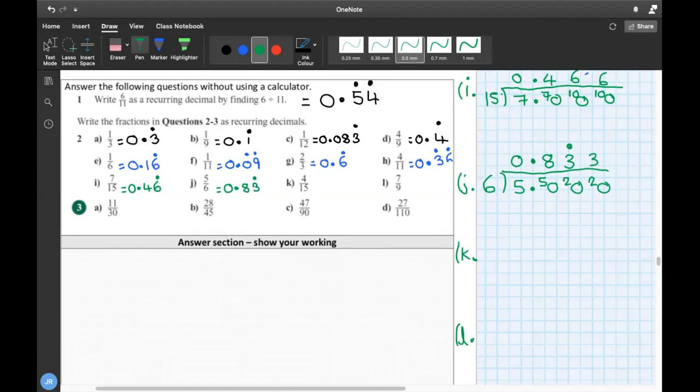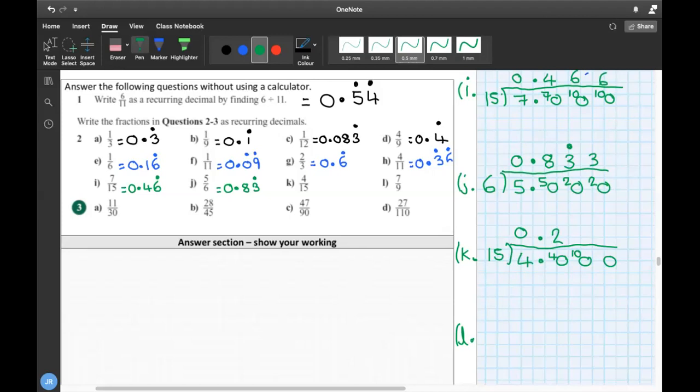Okay, we're on K now. 4 divided by 15. So the number we're dividing is 4. And the number you're dividing that by, 15. Okay, how many 15s fit into 4? None. So we carry the 4 over. How many 15s fit into 40? Well, 2 times 15 gets us 30. And then we have a remainder of 10.